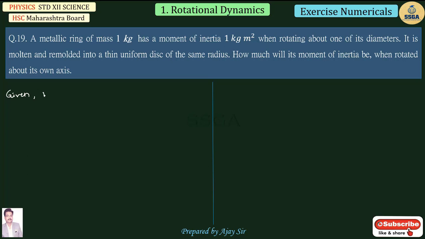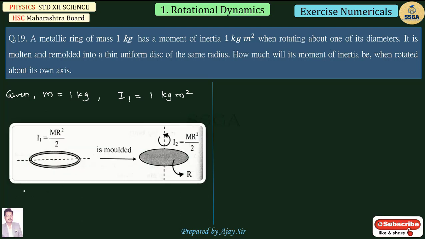Given, the mass of the ring is 1 kg. Second, the moment of inertia, let us write I1 of that ring, is 1 kg meter square. And that ring is molded and remolded into a thin disc of the same radius. The radius before and after is the same. So let us observe this.